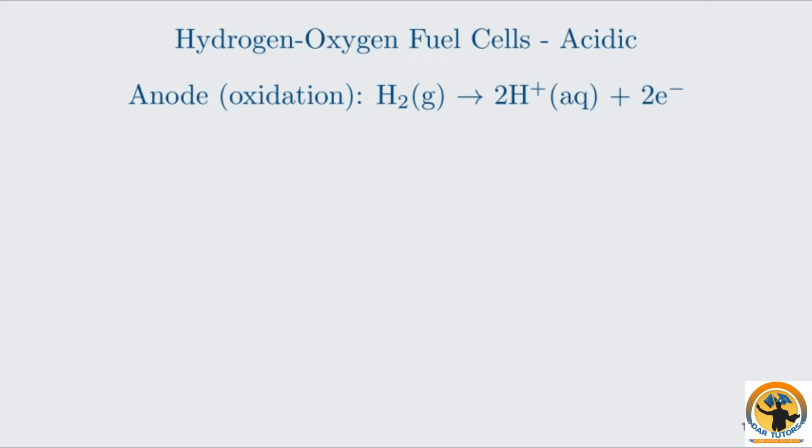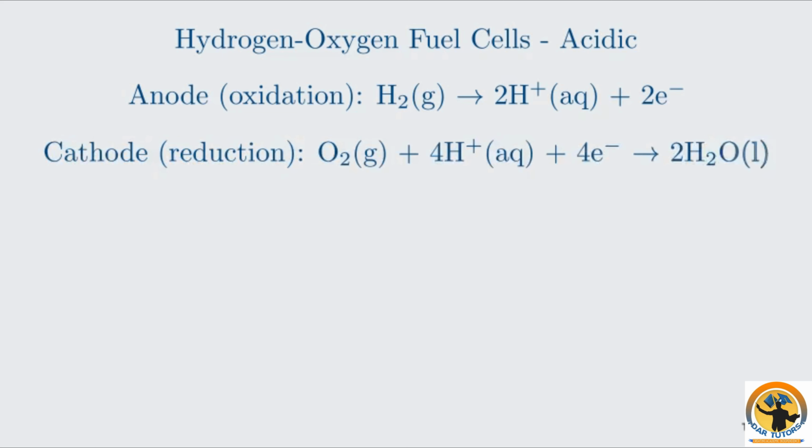At the cathode, oxygen gas reacts with the hydrogen ions from the electrolyte and the electrons from the circuit. The cathode half equation is O2 gas plus 4H⁺ aqueous plus 4 electrons produces 2H2O liquid. This is reduction because electrons are gained. To get the overall equation, we again balance the electrons. The anode produces 2 electrons, but the cathode consumes 4.